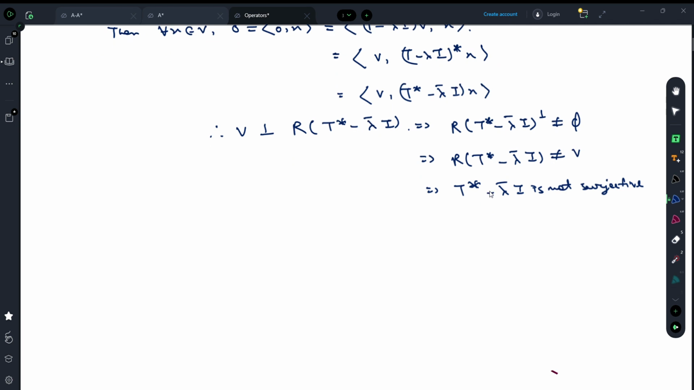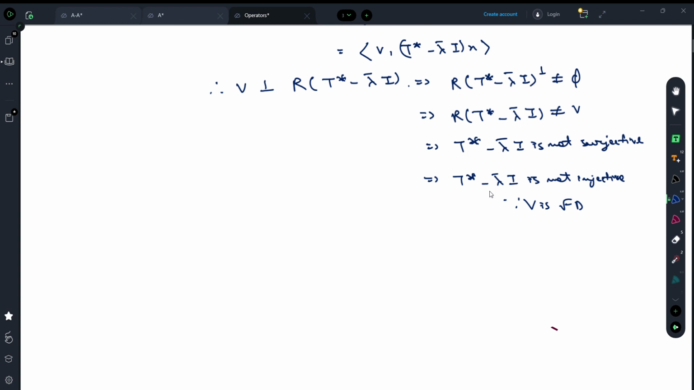But if it's not surjective, then surely it's not injective as well, because V is a finite dimensional space. So this implies T star minus lambda bar I is not injective. How does it follow? Since V is finite dimensional, right?